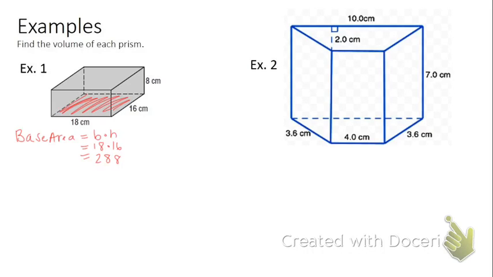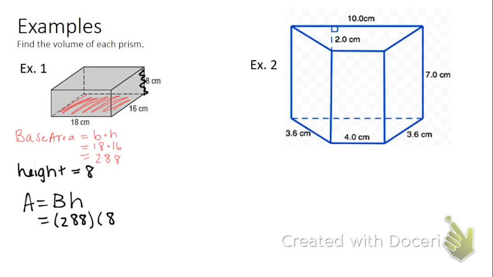And what is our height then? What are we stacking our height as? 8 is going to be our height. So it's stacking that over and over and over again up the 8 centimeters. So to find the volume, we do the base area times the height. We found our base area to be 288 and our height to be 8.